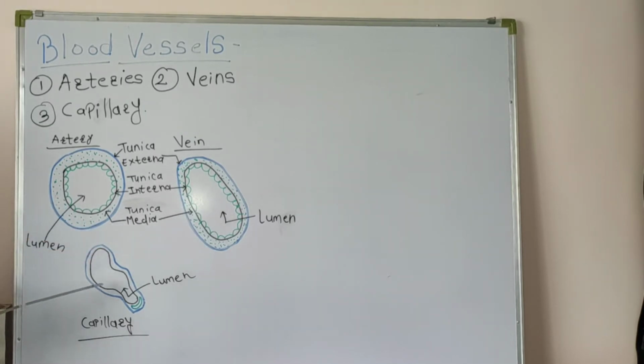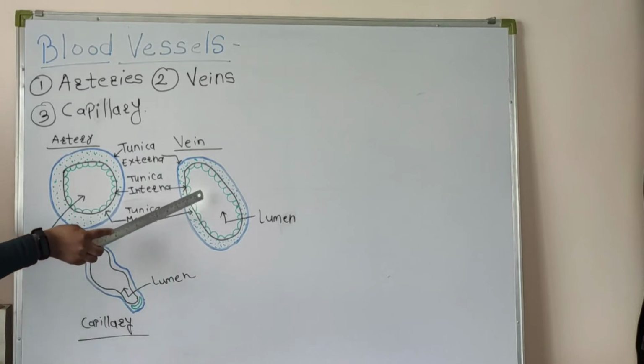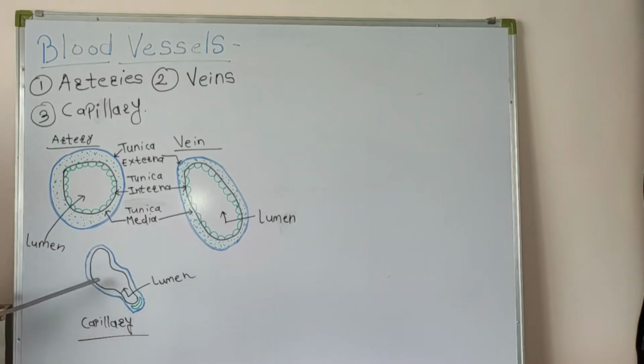You can see the artery, vein and capillary. Each has a different structure of lumen. This is the artery, and the artery has a circular lumen. The vein has a somewhat narrow, oval lumen, and this is the capillary, and the capillary also has a different structure of lumen. So the basic difference between these blood vessels is the lumen.